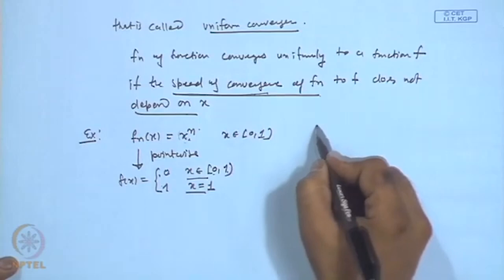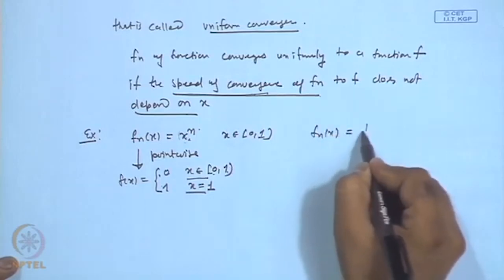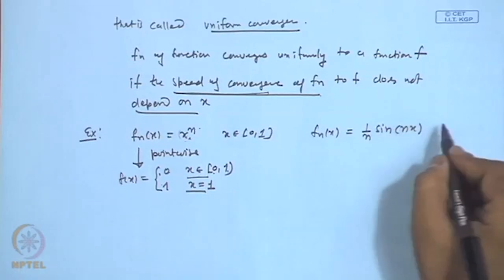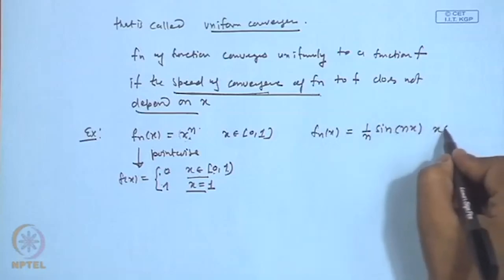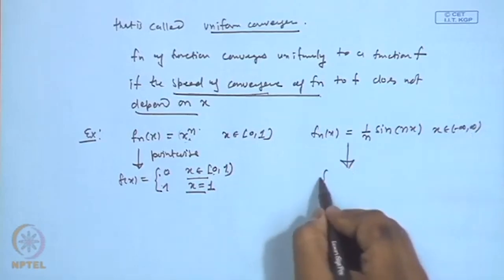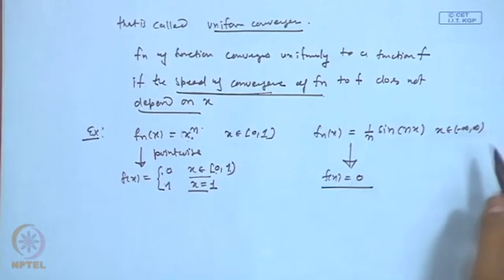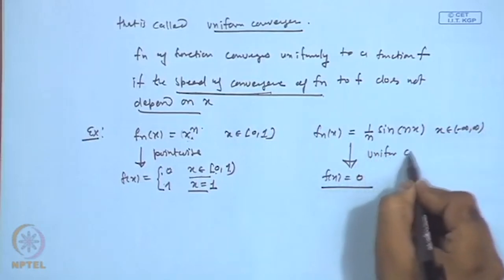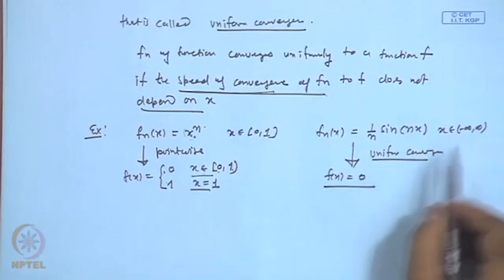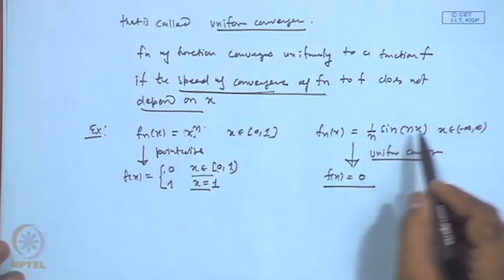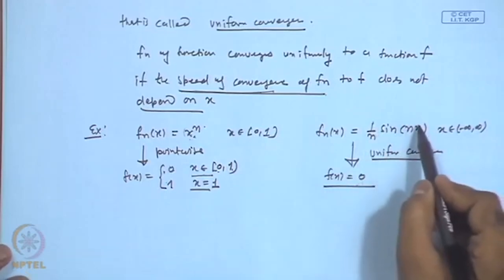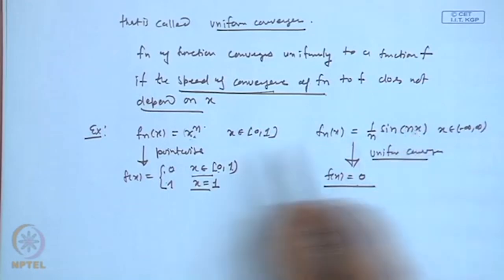But for example, if we take a sequence of functions 1 over n times sin(nx), for basically any x we can talk about, this will always go to the function f(x) equal to 0, and here we have uniform convergence, and of course pointwise convergence, because uniform is a stronger version of convergence. In this case, whatever x we take, 1 over n will go to 0, and it basically does not depend on x, but here it was different.